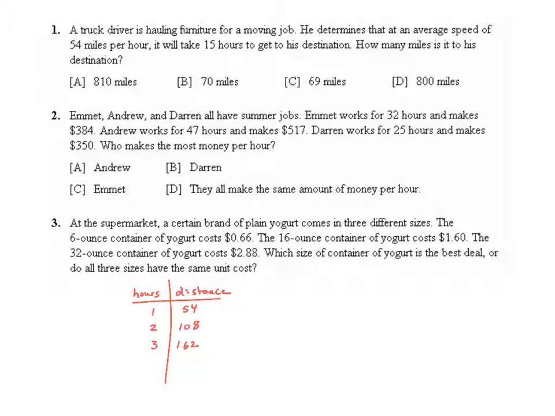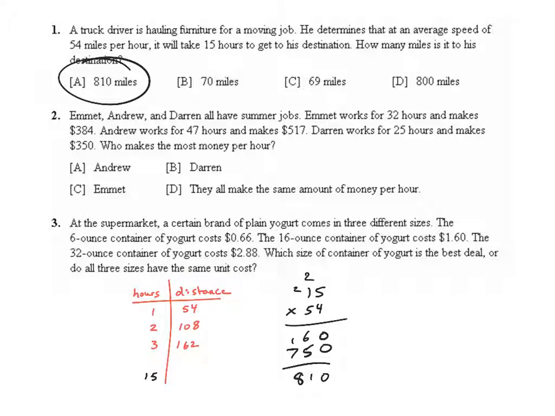And we could keep adding to this table. We could even graph all of these points on here. But for this problem, we just want to know, what is number 15 going to be on here? How far will he have traveled in 15 hours? Now, in this case, the rule for this table is times 54. So all we need to do is do 15 times 54. So I'm going to go ahead and multiply this out. And it looks like it's going to be 810 miles, which is choice A.